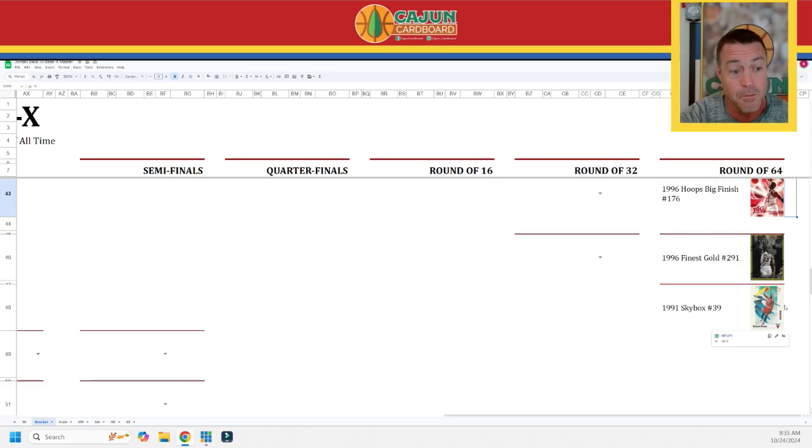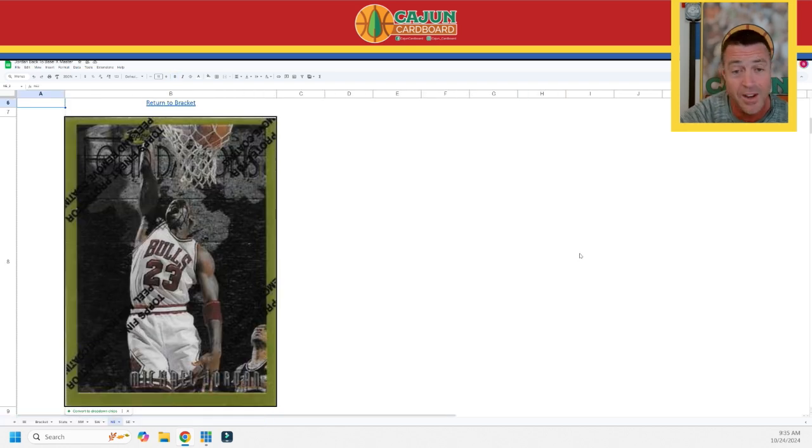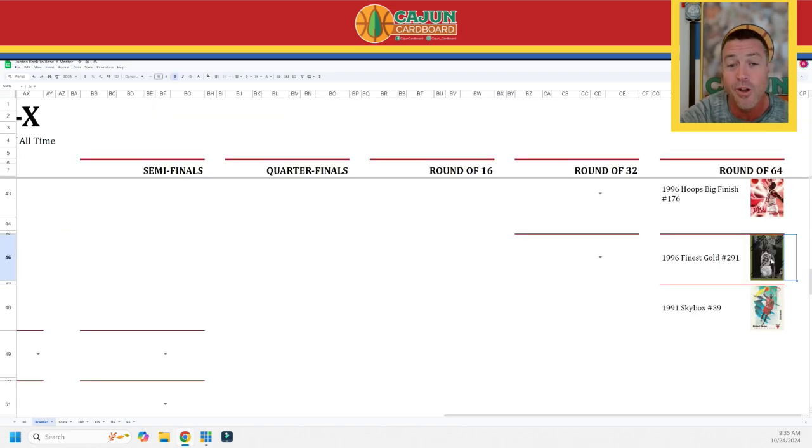And then the last matchup, this ain't easy either, because the Finest Gold is going to be formidable. Another card that's definitely got a chance to come out of this Tar Heels bracket. This is the Finest Gold. It says Foundations across the top. It is a very hard card to find centered. It's also a card that you better peel that coating off if you want to see the true value and the true aesthetics of the card.